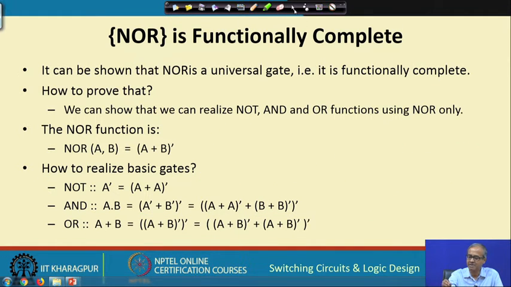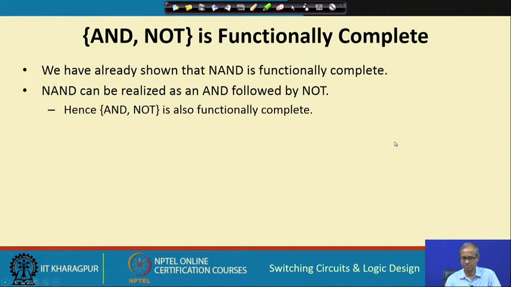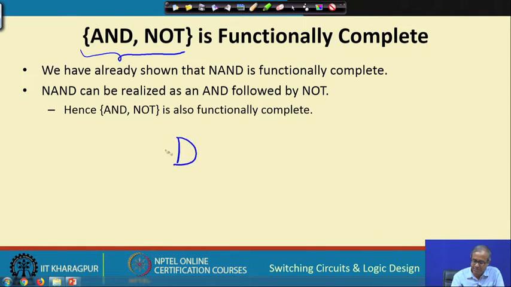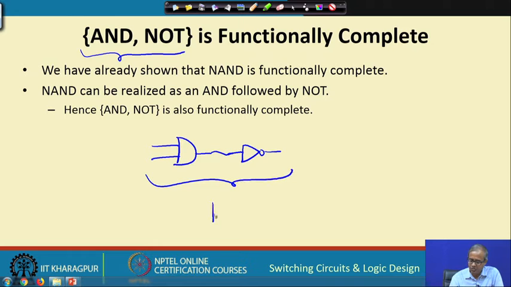Let us look at some other functionally complete sets also. Well, this is quite simple to justify. I am saying that this set, suppose I do not have OR gates, only AND and NOT, is also functionally complete. Well, what is my justification? I have an AND gate, I have a NOT gate. Now, if I connect them together, what gate do I get? This is equivalent to a NAND gate.